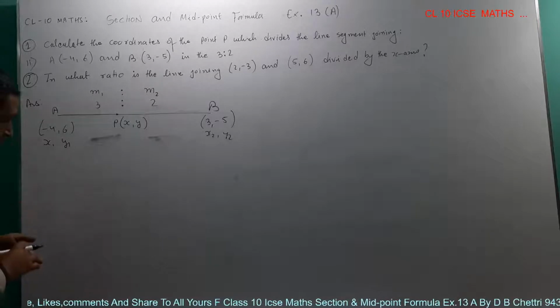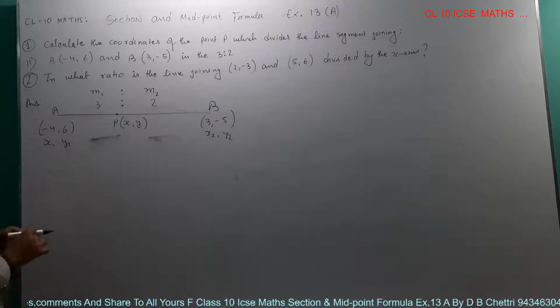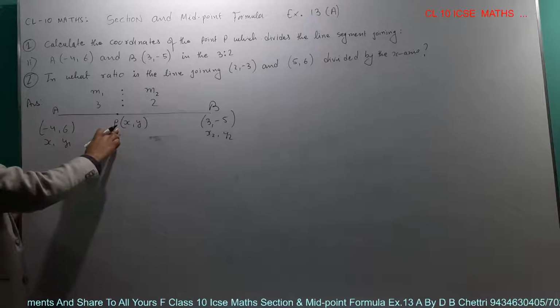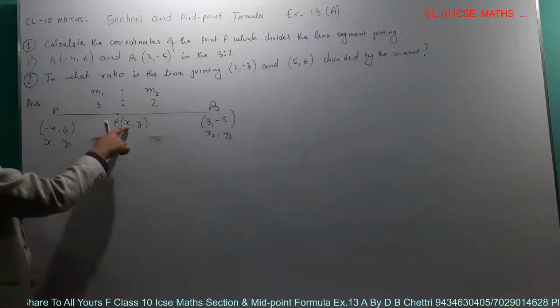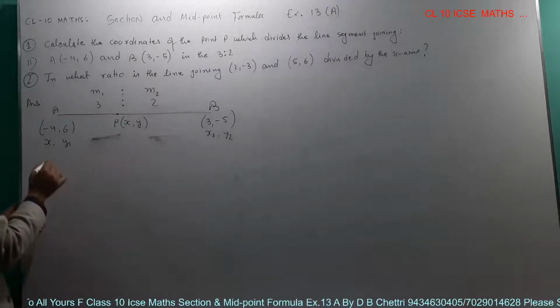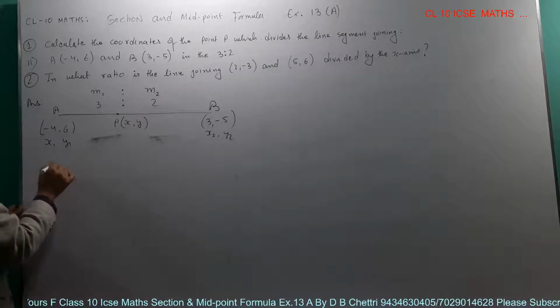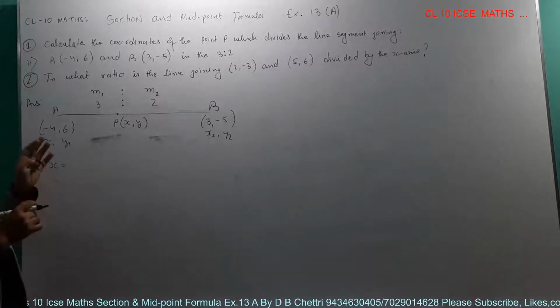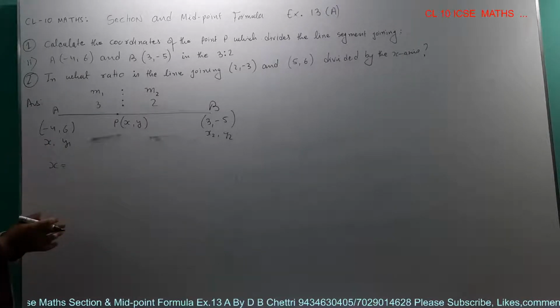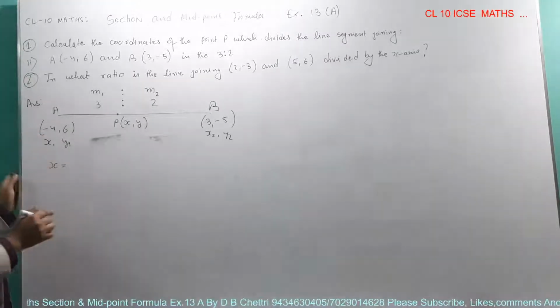Now let's find the coordinates. We will use the section formula. If you want to find the coordinates x and y separately, then use the separate formulas. I'm going to find them separately. Let's find the value of x first. To form the formula to find the value of x, always take the x coordinates and the ratio. Okay, x coordinates and ratio.